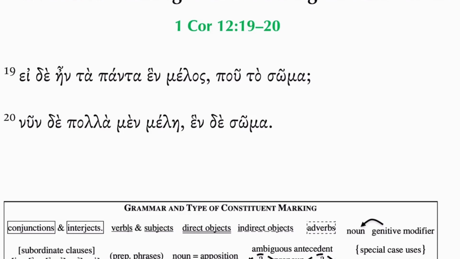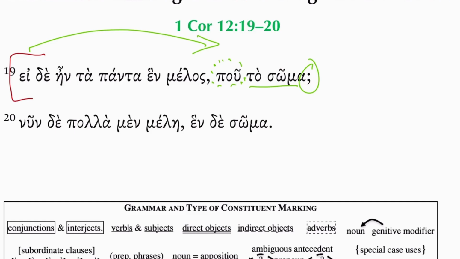And so, ei de ta panta hen melos, pou to soma? Pou to soma, where the body? Now we've seen this construction, pou to soma, in verse 17, I think it was. Where's the hearing? Where's the smelling? So grammatically, in pou to soma, there is an implied estin. To soma is single underlined, so that's the main sentence. Where is the body? Now, of course, to get to that question, we have to understand the subordinate clause setup.